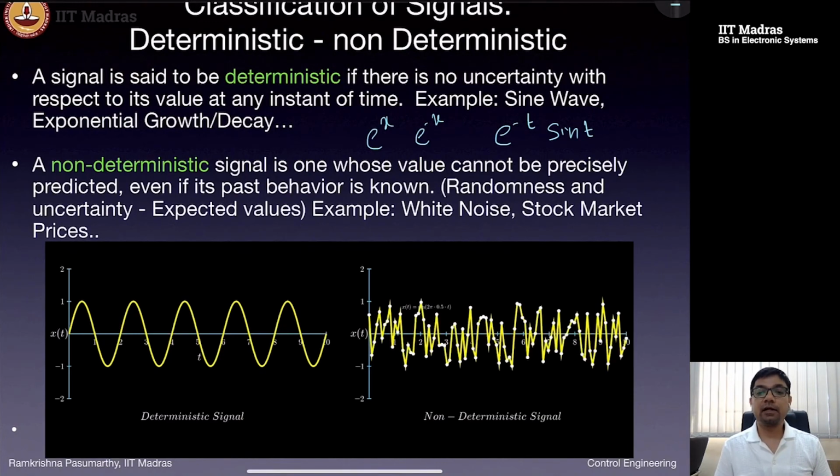A non-deterministic signal is one whose value cannot be accurately, precisely predicted, even if its past behavior is known. Right? So there will be some randomness, there will be some uncertainty. So there will just be some kind of expected values.